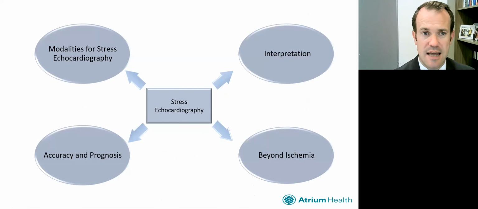So I'm going to break this down into 4 sections. The first, we'll talk about the different types or modalities we have to do stress echocardiography and the issues with each of those. We'll talk about how to interpret a stress echocardiogram. We'll talk about the accuracy and prognosis, and then we'll talk about the use of stress echocardiogram in the evaluation of patients who were not really concerned about ischemia. So let's focus on the different modalities first.